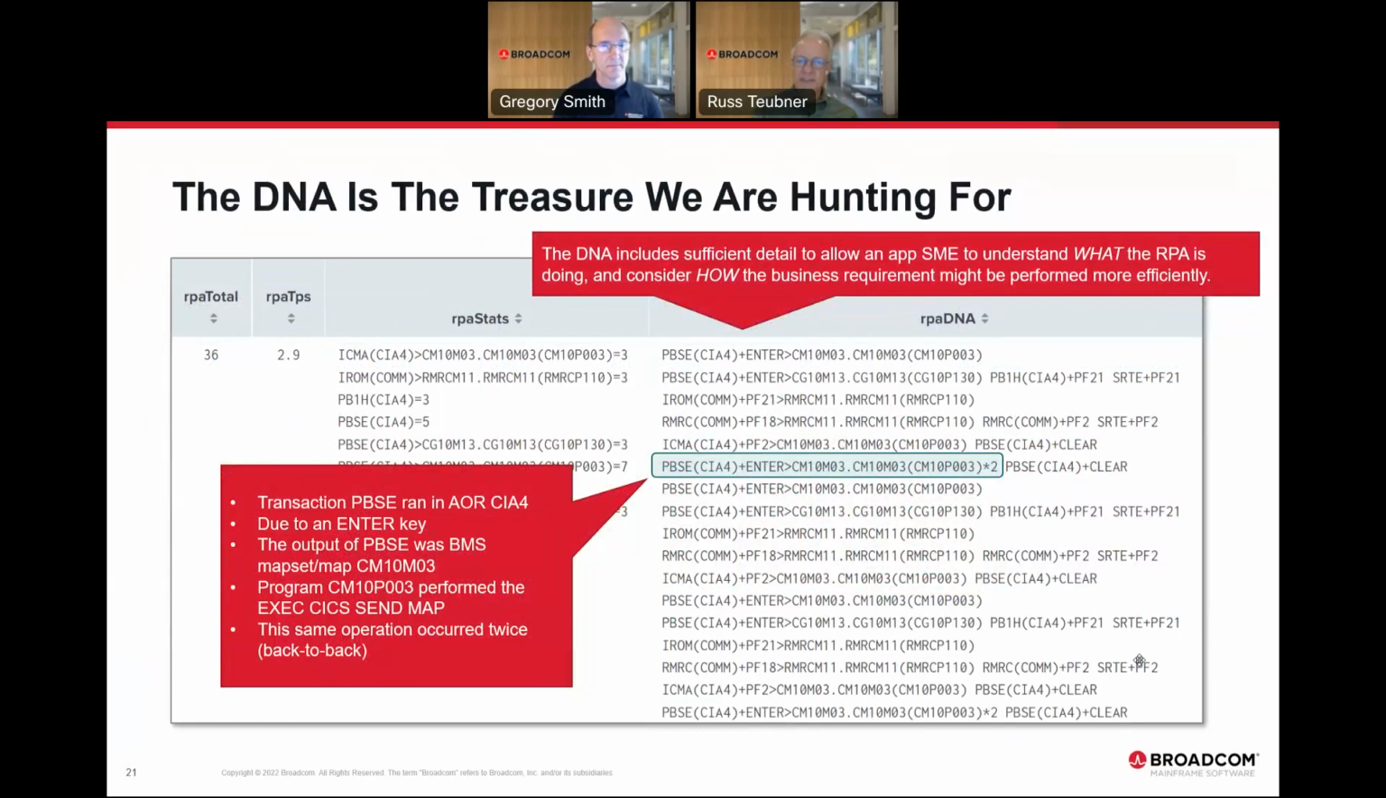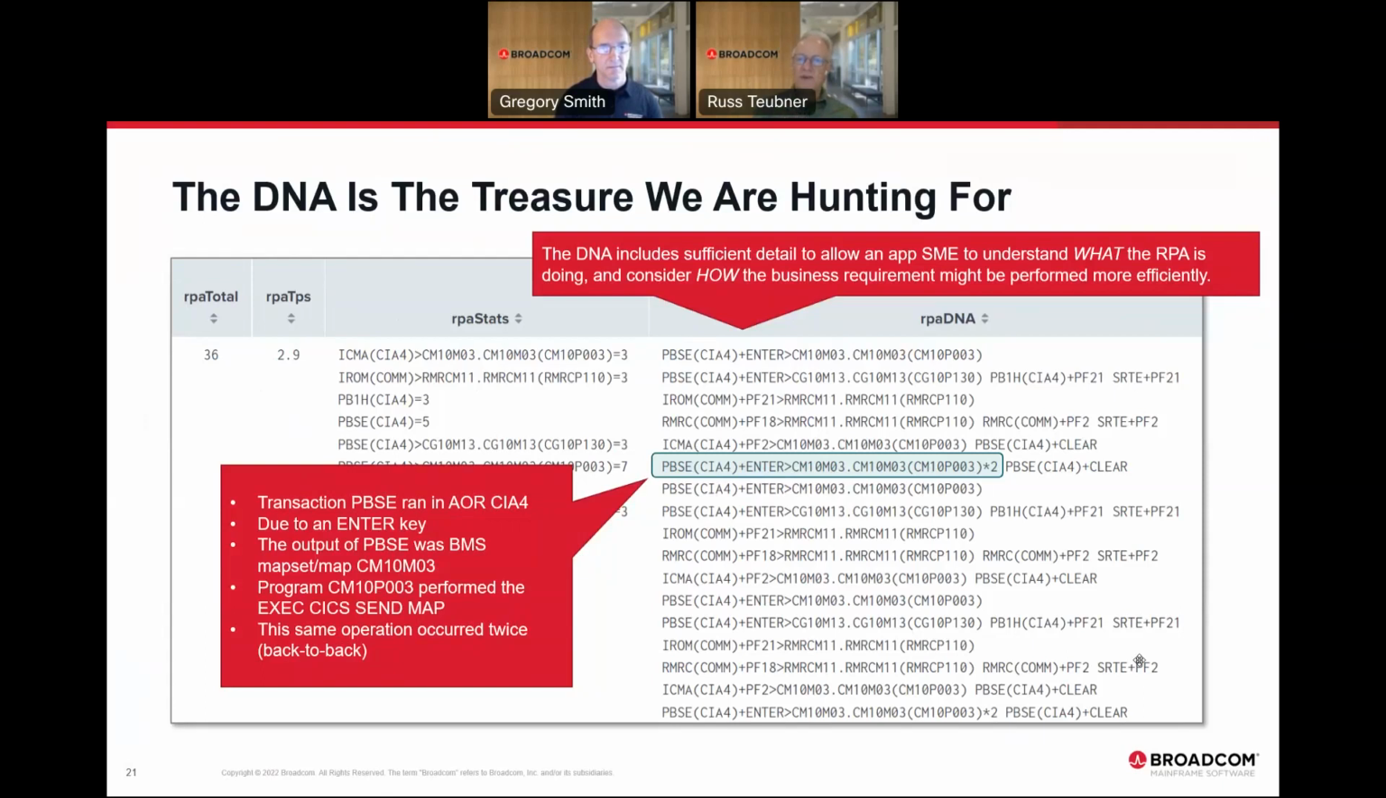In this case, it's a much more sophisticated business process, and I certainly won't belabor all of it or explain all of it, but that one highlighted section there, I will just decode for you so you can get an idea. What that is telling me is that the PBSE transaction ran in an AOR called CIA4. It was run as a result of pressing the enter key, or the bot stating that the enter key had been pressed. Then the greater than sign indicates something about the output of that transaction.